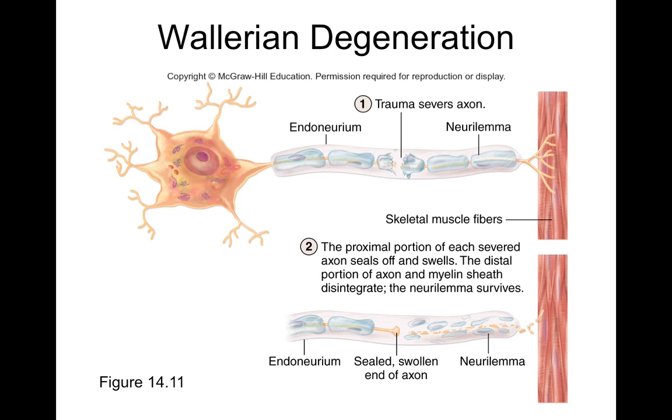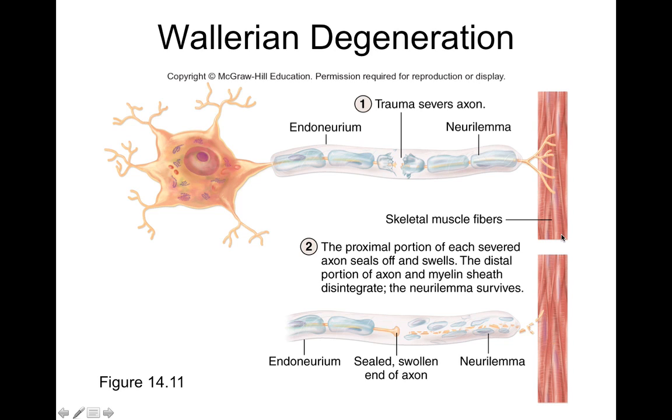Efferent or afferent? Efferent, because it's going to muscle. And then is it somatic or autonomic? Autonomic motor, because it's going to smooth muscle. Good. So let's just say this axon gets cut. It's cut right in the center, and what that means is these halves don't communicate or connect anymore, and then they can't transmit information to the muscle.